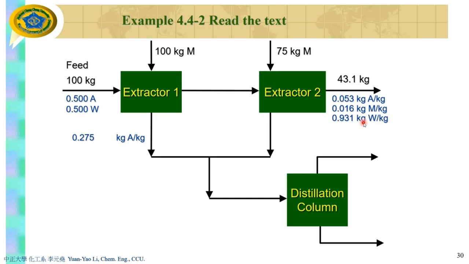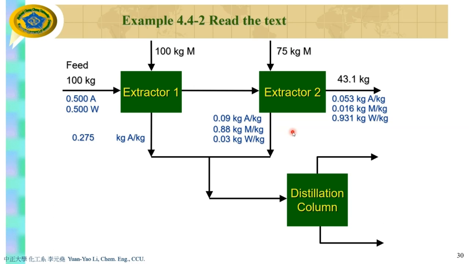In the beginning of line 5, the second stage extract contains 9% acetone, 88% MIBK, and 3% water. So we know the extract here, they tell us three pieces of information. Look at the slide: 9% acetone, 88% MIBK, and 3% water. This is all we got. And we don't have information about the total amount of the extract from extractor number 2. Okay, so this is unknown.